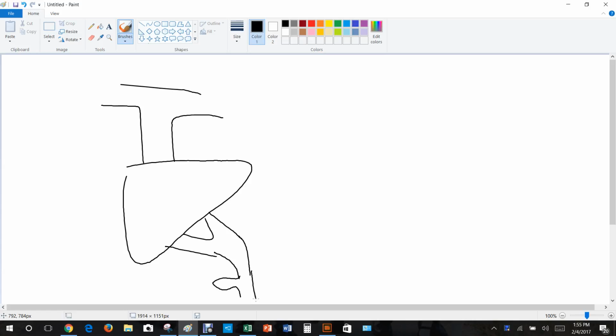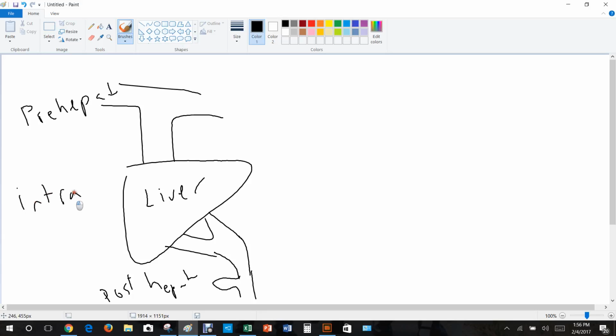Okay, so what's happening with this is your liver. And if it happens before your liver, they call it prehepatic jaundice. And if it happens after your liver, they call it posthepatic. And if it happens in there, they call it intrahepatic. Pretty straightforward, right?